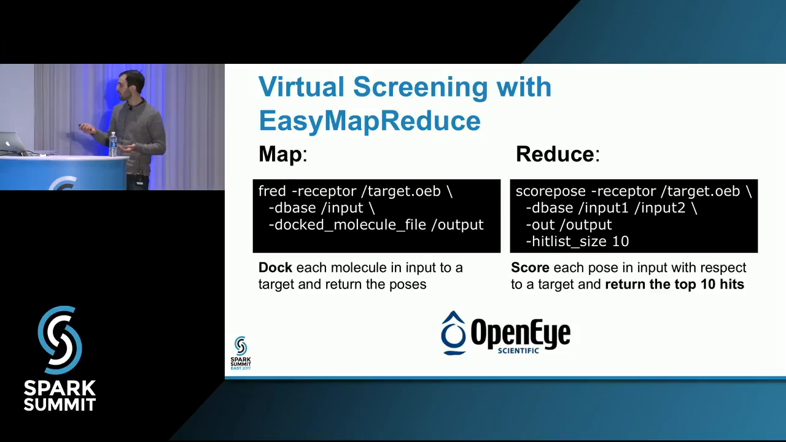So if you look at the command here, we specify the target receptor representation. This you can have in the Docker container because it's always going to be the same, and then the input, and we specify where to write the output. Pretty simple. In the reduce part, we score the poses, and we return the top 10 hits. And we are going to have 2 inputs and the usual output directory. And again, it needs the receptor as well, which you can have in the Docker container.